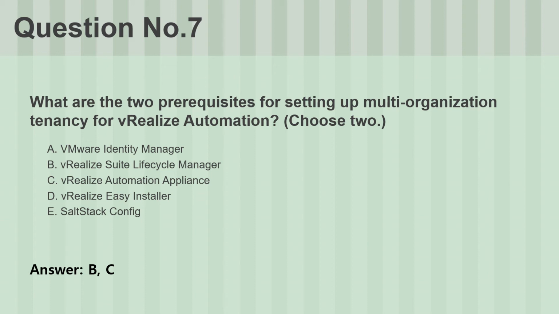Question number 7. What are the two prerequisites for setting up multi-organization tenancy for vRealize Automation? Choose 2. A. VMware Identity Manager. B. vRealize Suite Lifecycle Manager. C. vRealize Automation Appliance. D. vRealize Easy Installer. E. SaltStack Config. Answer: B, C.